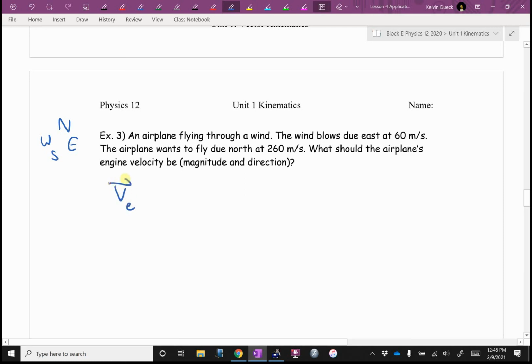It starts with V engine plus V wind equals, I'm stealing this right from your formula sheet, but I'm abbreviating. I think that's what I gave you on your formula sheet. Yeah, V engine plus V wind equals V ground for airplane in a crosswind.